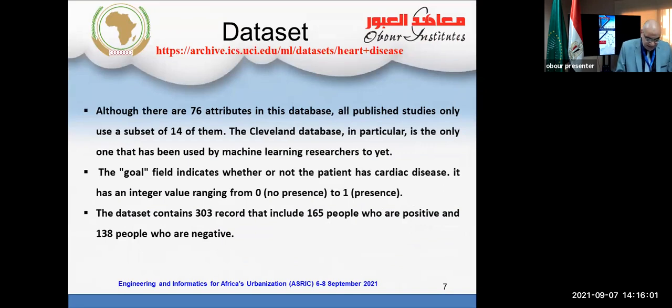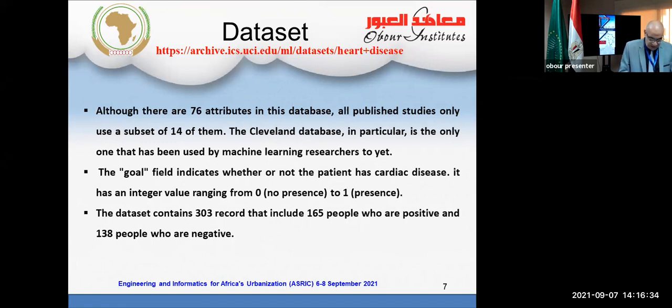The data set comes from the internet, which is labeled data for supervised machine learning. It contains 76 attributes in the database. All published studies only use a subset of 14 of them. The Cleveland database in particular is the only one that has been used by machine learning researchers.